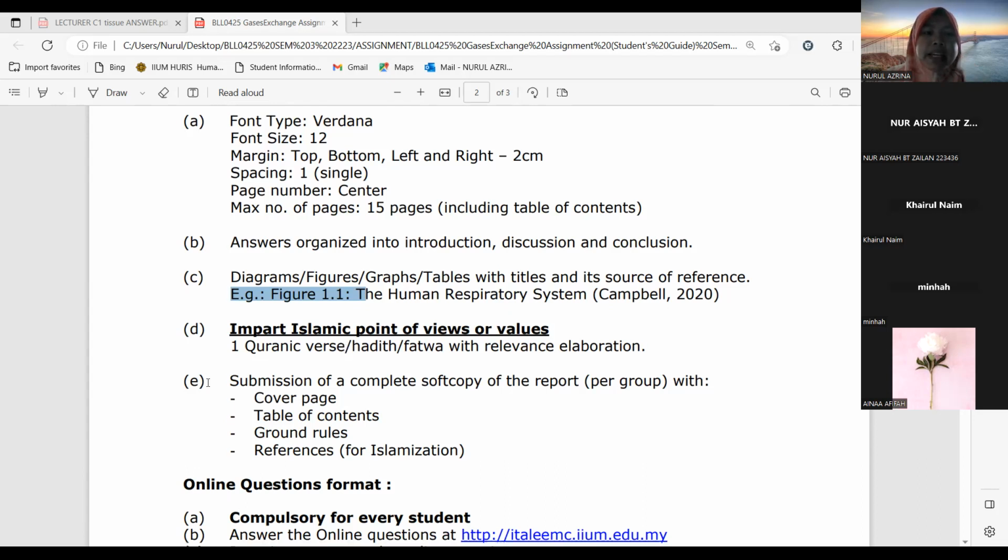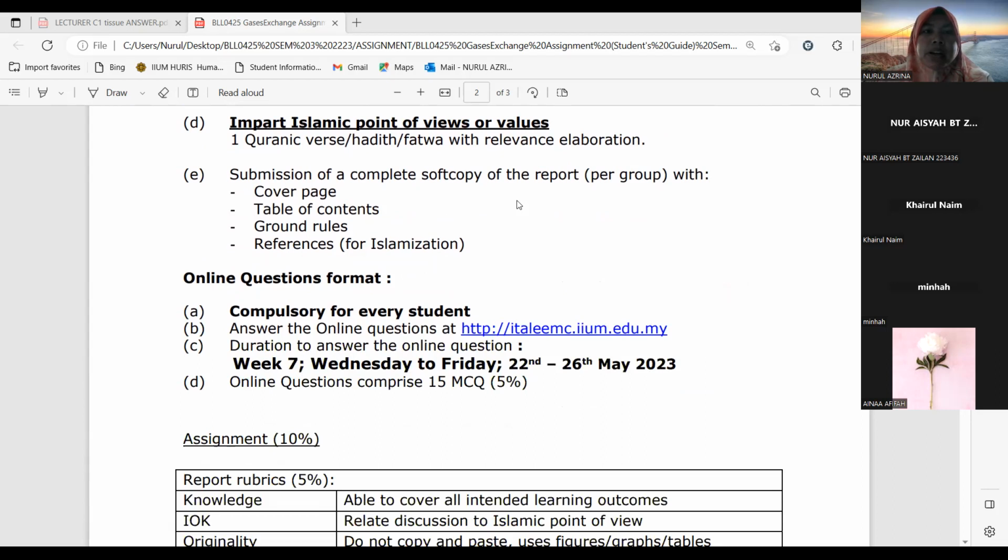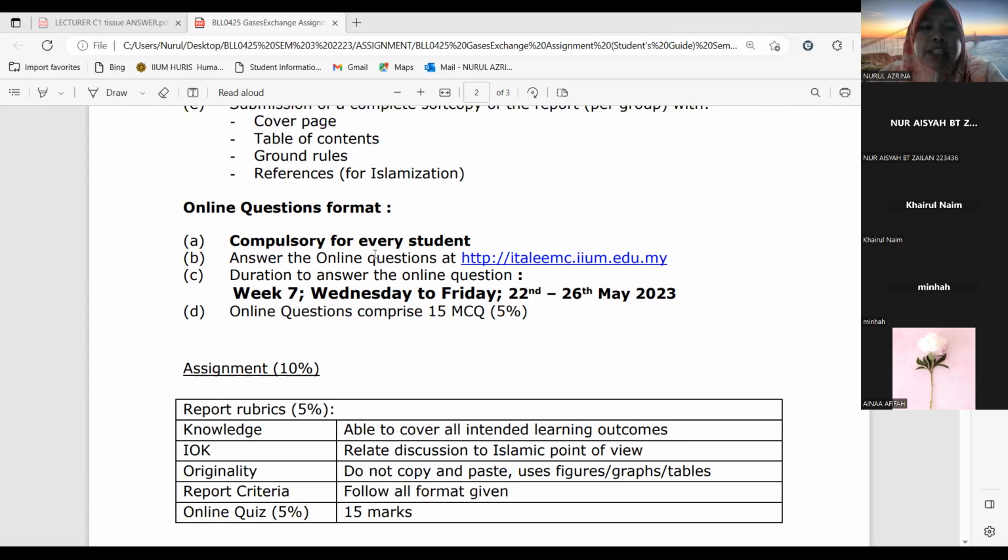And then next, submission of complete report must be in group, satu report sahaja, including cover page, table of content, ground rules, and also reference. For Islamization, dalam chapter 4 reference tu hanya ada reference for your Islamization sahaja. Next, online questions need to be answered in iTaklim, start daripada 22 until 26 of May, and it only comprises 15 MCQ questions, and this will carry 5% of your carry mark.